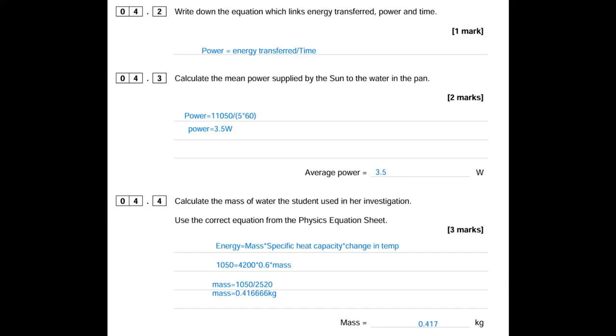And then for 4.4, you get the formula from the formula book. Energy equals mass times specific heat capacity times change in temperature. So 1050 equals 0.6 times 4200 times mass, and then you divide 1050 by 4200 times 0.6 to get the mass of it. Simple rearranging, and that gets you the answers of the power equaling 3.5 watts and the mass of the water equaling 0.417 kilograms. And usually always give your answers to three significant figures for physics.